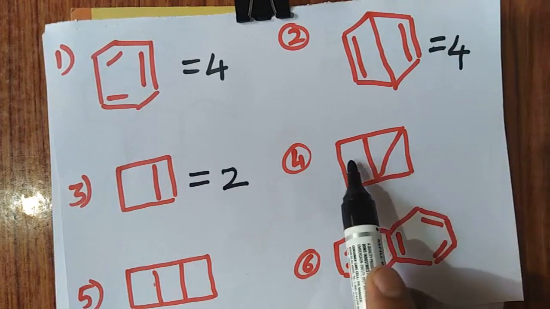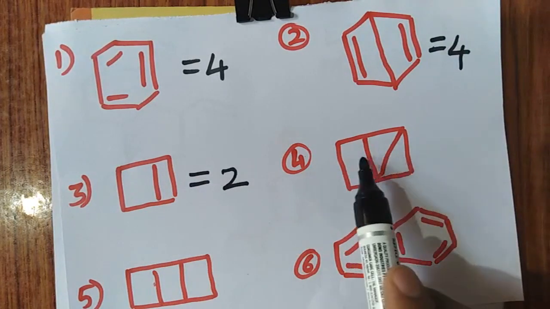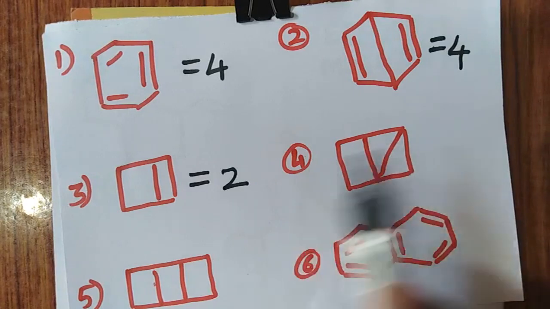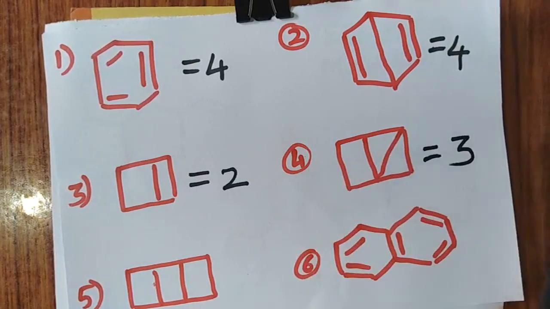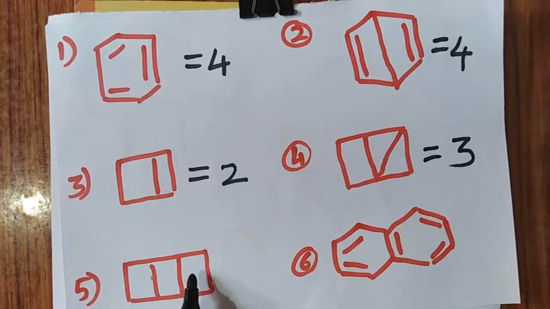So here you can see 1, 2, 3 rings are there. Right? 1, 2, 3 rings are there. So there is no double bond. Hence it is equal to 3. Now in this case you can say 3 rings are there. There is no double bond. 3 rings. 1 ring is equal to 1 degree of unsaturation, as I told. So it is equal to 3.